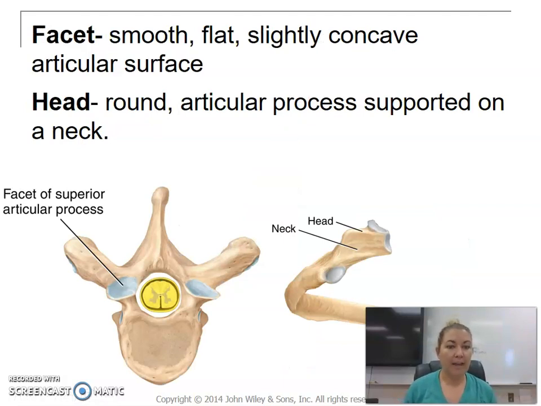A facet is a smooth, flat, concave surface. So again, the facets, we have superior and inferior articular facets on our vertebrae. A head, I don't know why they show the rib because the head on the femur is much more obvious. Just this round projected surface that is supported on a neck.